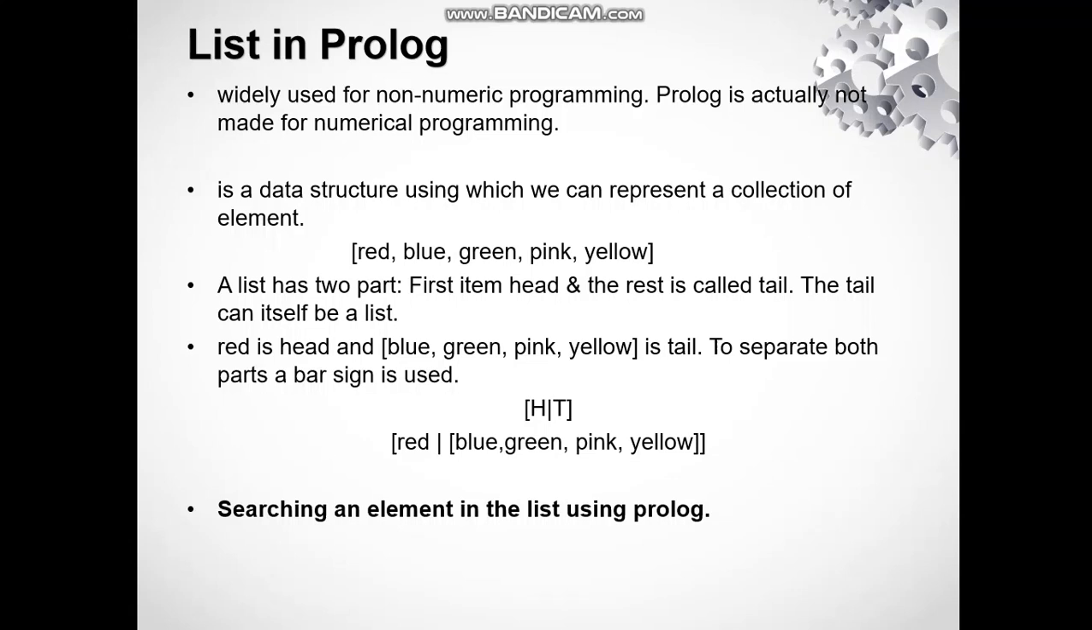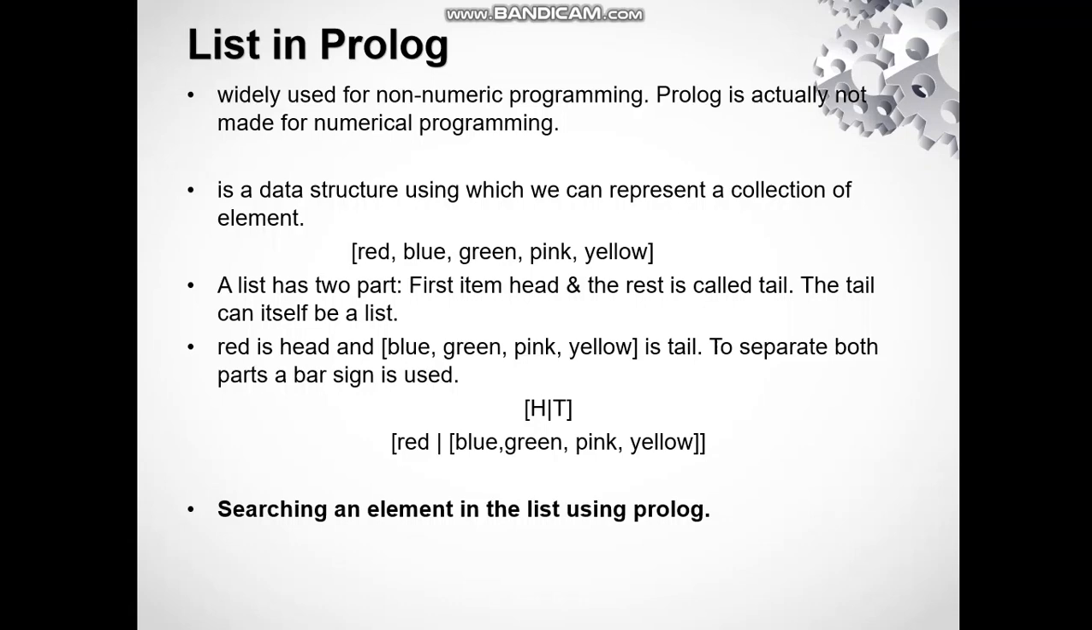Here you can see H, then we have a bar and then T. So H represents the head part and T is the tail of the list, while this bar makes the difference between them. From the above example we can say red is the head of the list while all other items represent the tail of the list. The tail can itself be a list.